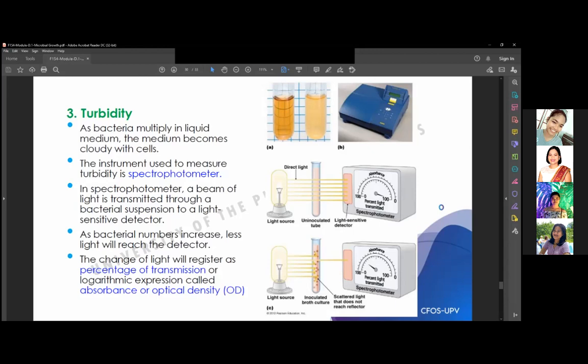Wala pang masyadong laman yung sample, yung tube mo. Okay, so the expected OD or absorbance is explained by the change of light, which will register as percentage transmission of logarithmic expression. So yung nire-read dyan is yung transmission. Okay, so mas maliit yung matatransmit na light kapag konti pa lang yung laman ng microorganism ng sample.